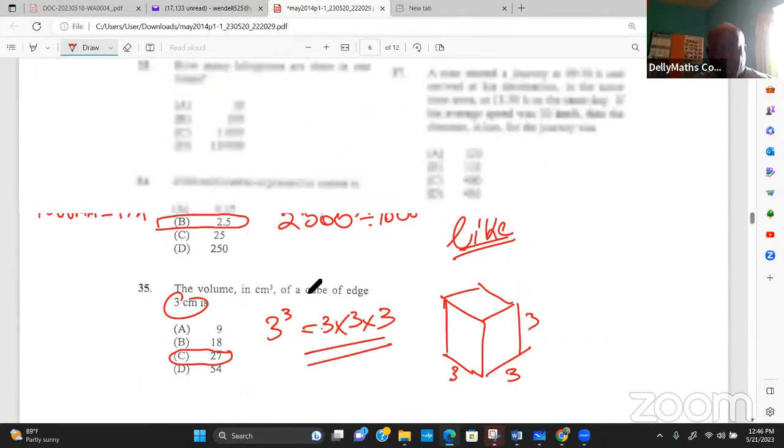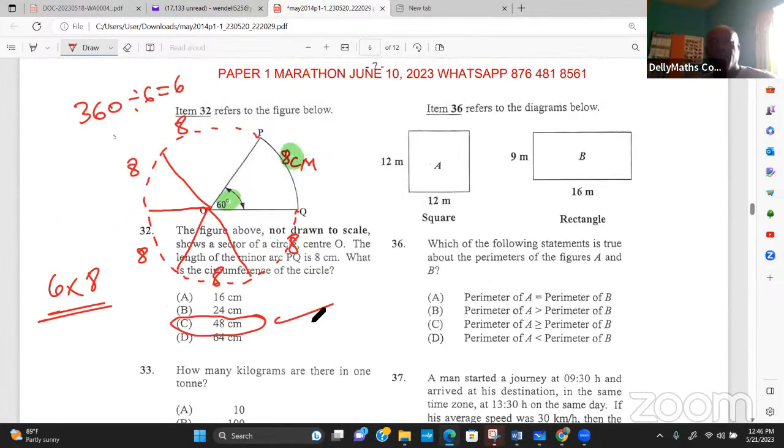All right, am I at the right place? 36. Item 36 refers to the diagram below. We're looking at a square and a rectangle. Which of the following statements is true about the perimeter of figure A and figure B? I'll find the perimeter first. This is 12, this is 12, so the perimeter is 48. This is 16, this is 9.